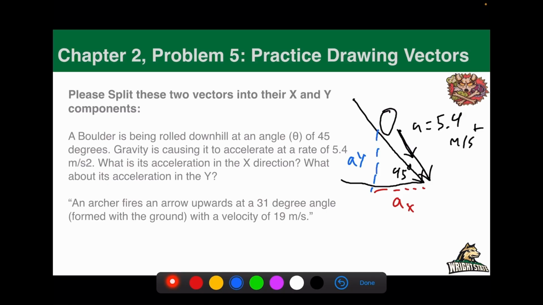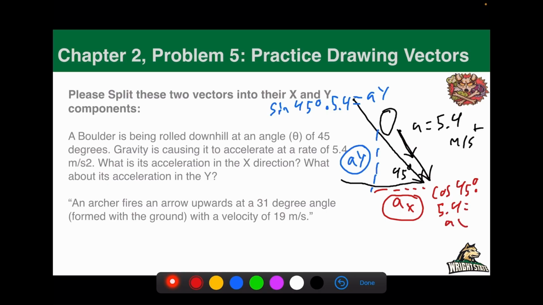The adjacent side to that is going to be the x. The opposite side to this 45 is going to be my y component, okay? So I can say that the sine of 45 degrees times the length of my total vector, which is 5.4, equals my acceleration in y. And I could say that the cosine of my angle 45 degrees times the length of my total vector 5.4 equals my acceleration in the x direction, right? Cosine times your vector will give you the adjacent side, the touching side of your angle. Sine of that angle will give you the opposite side.